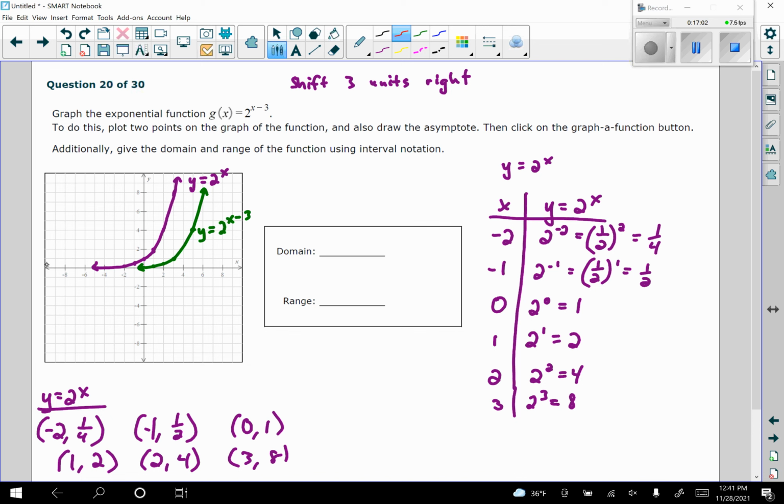All right, so looking at the domain here, our graph goes to the left forever, to the right forever, so it's all reals, -infinity to infinity. The range, the furthest it goes down is 0. We don't include it, but 0 to infinity for the range.